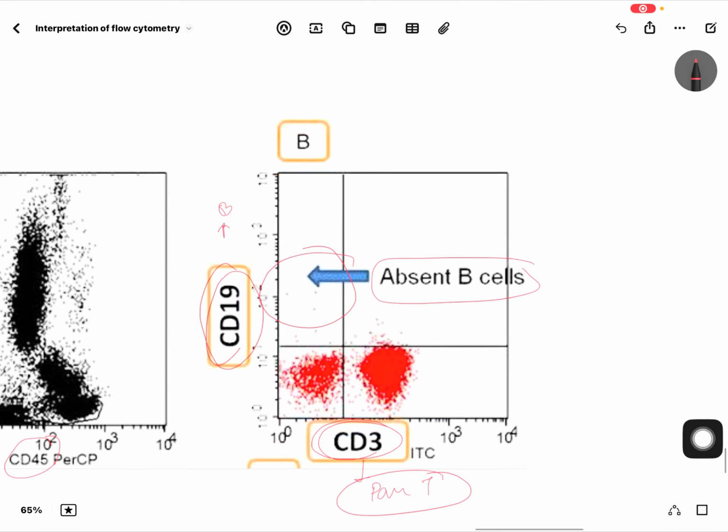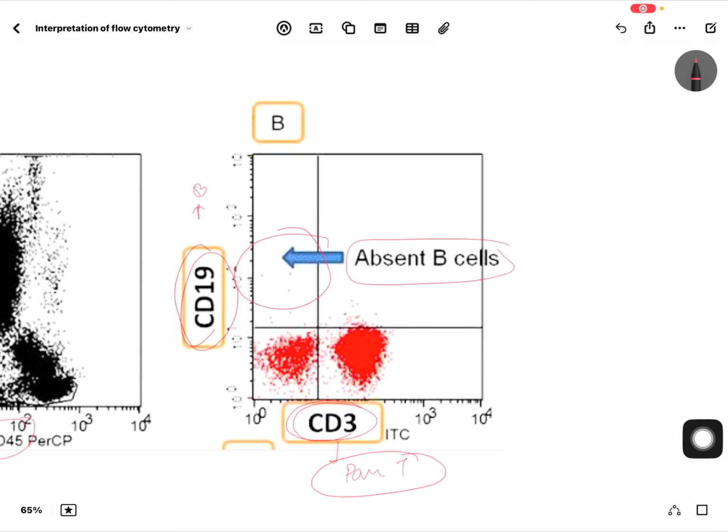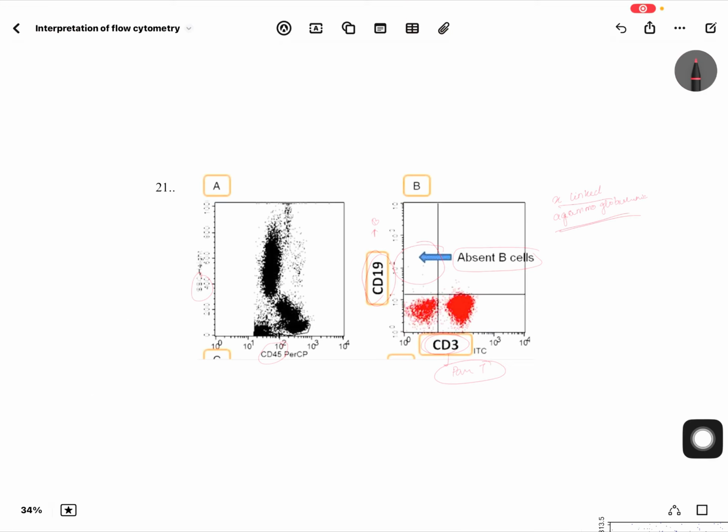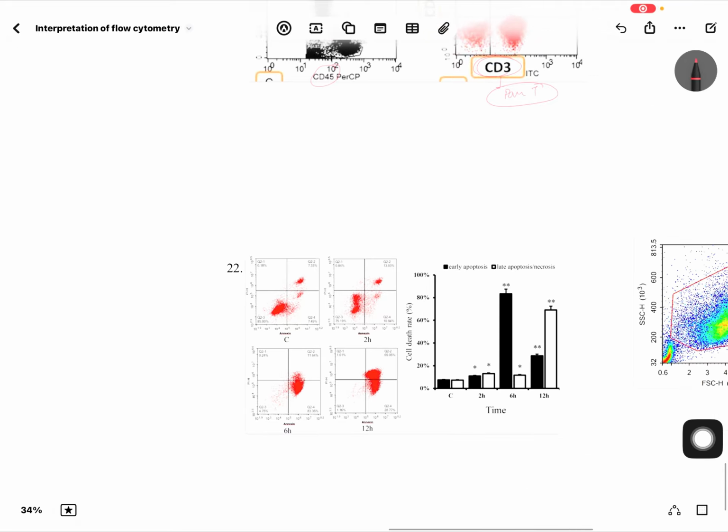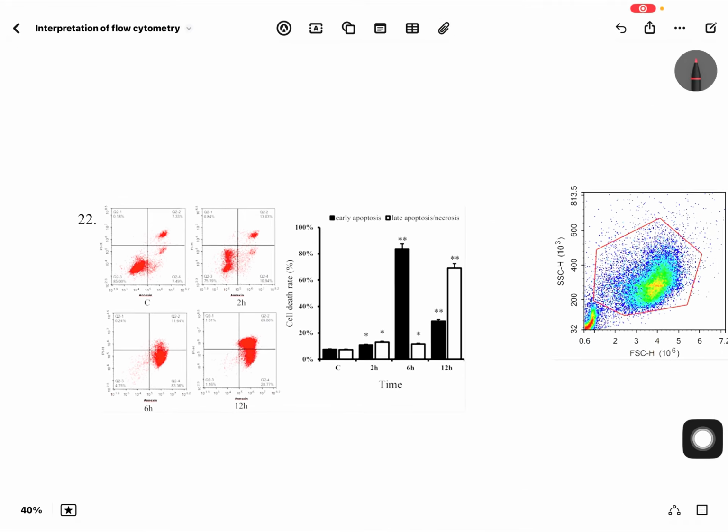So what is this condition where only T cells are present but B cells are absent? It is nothing but X-linked agammaglobulinemia. Understood? It is an immunodeficiency syndrome. I'm just explaining the charts to you. The theory part you will have, and it will be discussed in the subsequent chapters. Now moving on to the last diagram.